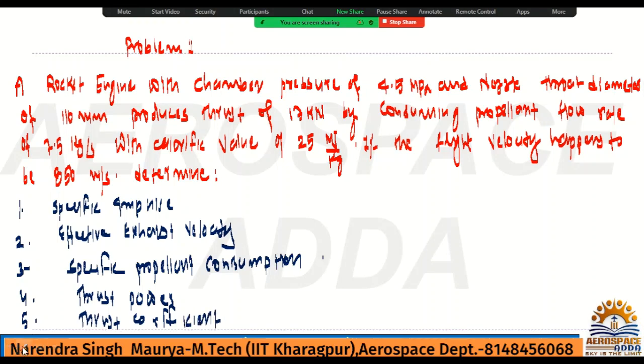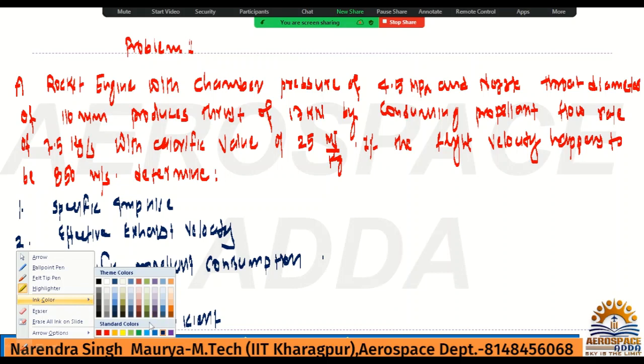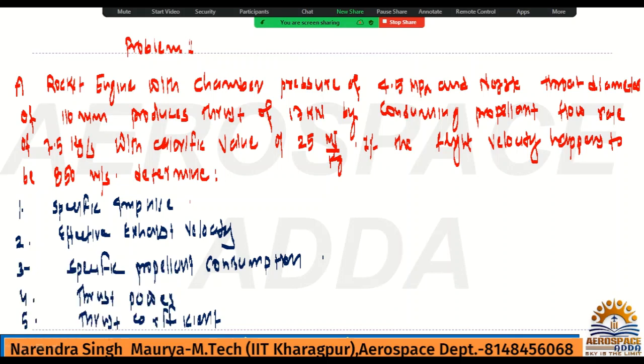Number 5 is thrust coefficient, and you know it is denoted by ISP, effective exhaust velocity, SPC, thrust power, TP, and CF. Thrust power also you can call FP if you want, it's your choice.